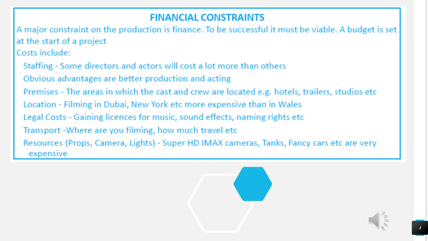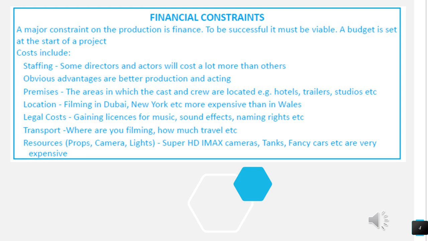Another major factor that has influence over the planning of a production is financial constraints. So how much finance have you got? How viable is your project going to be? You've got to think about how much money you have. If you're making a video in your sixth form college and you've basically got a zero budget, then you can't start putting CGI characters in. You can't have Transformers running around everywhere in the background. You can't have explosions.